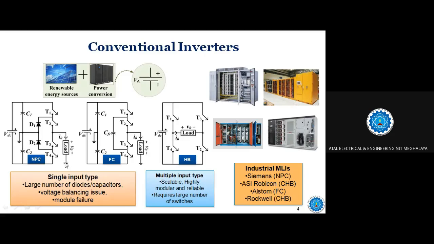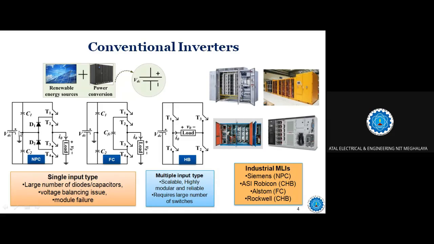So these are the 3-level structures that I have shown here. The neutral point clamp type, one is the flying capacitor type, and another one is the H-bridge type. So these are all 3 levels. The DC sources at the input can be replaced with renewable energy sources, as I have shown on the top. You can see the neutral point clamp type, flying capacitor type, and cascade H-bridge type have all been successfully integrated with photovoltaic systems, and a lot of research work has been done in this area.